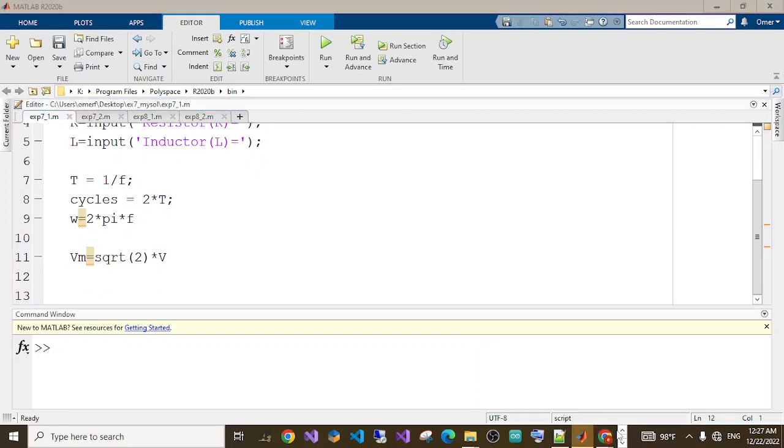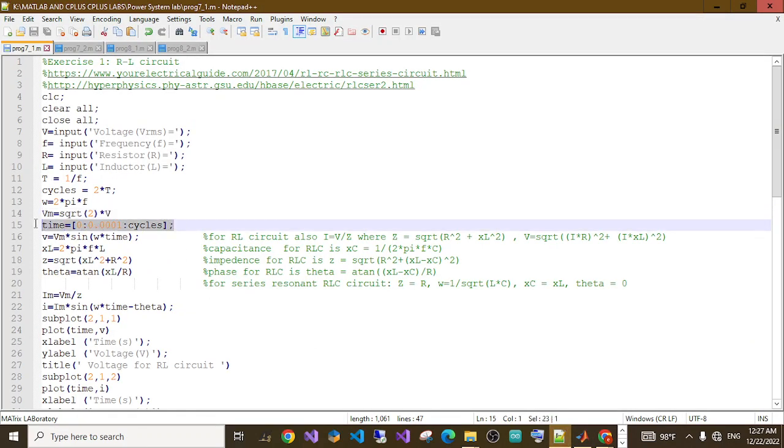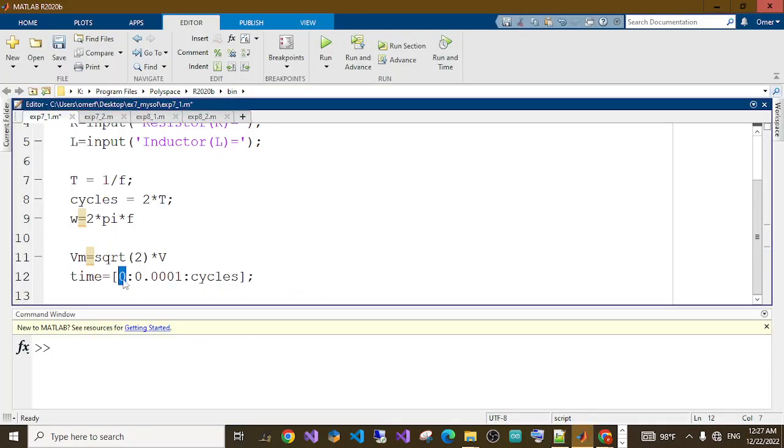The next thing we need is the time, cycles. The minimum value of time is 0, the maximum value is cycles. Cycles will be 2 times the time period. If the time period is 1 over the frequency 50, it will give you 0.02. You multiply 0.02 by 2, you get 0.04. Whatever is the value for the cycle, it will come here.